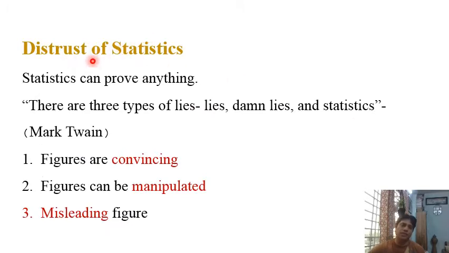Distrust of statistics. What is distrust? Distrust means that we do not believe the statistical results. Some people can use statistics only for fulfilling their own purpose. Mark Twain, a famous writer, mentioned that there are three types of lies: lies, damned lies, and statistics. So he categorized statistics as one of the lies.